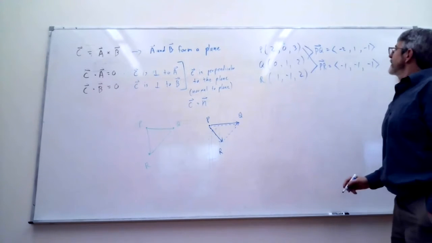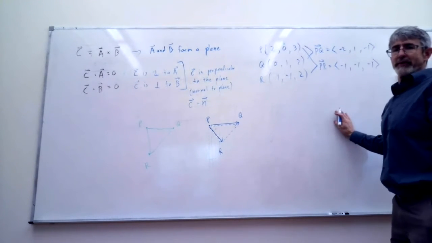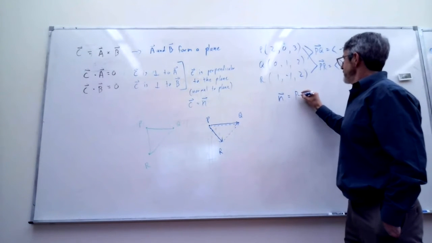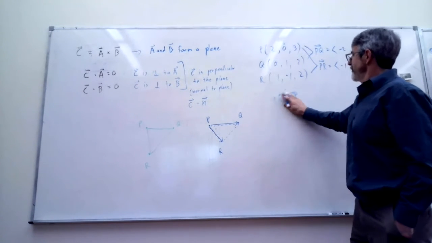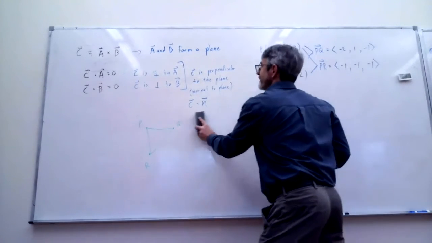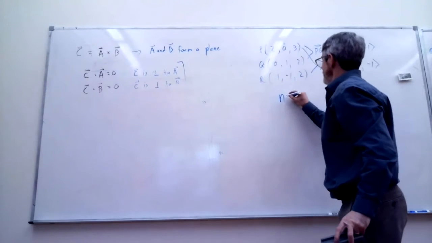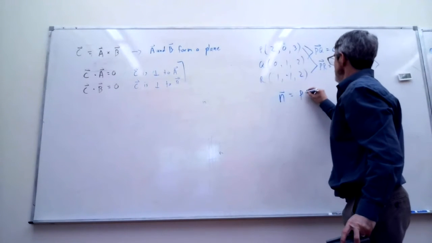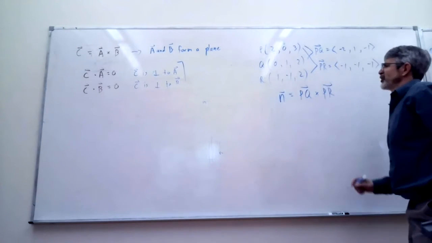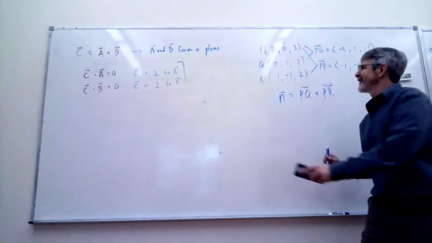Now, let us do the cross product. These two vectors define the plane, so I can find the normal to the plane. Let me write this down here. N is equal to PQ cross PR. That will give me a vector normal to the plane.